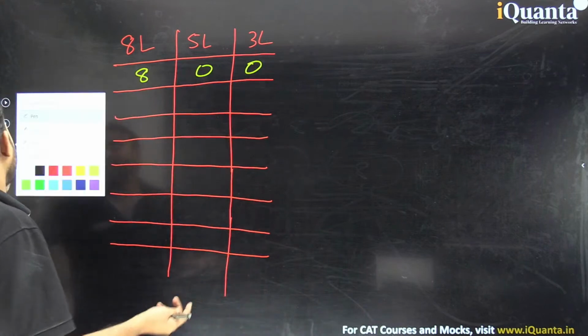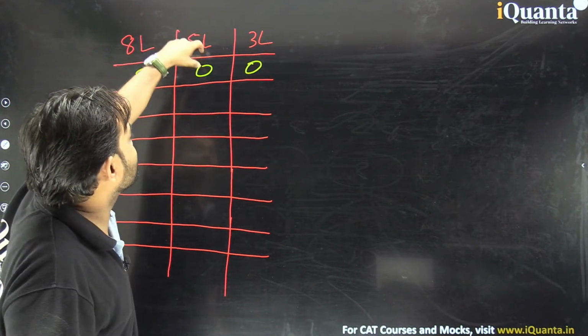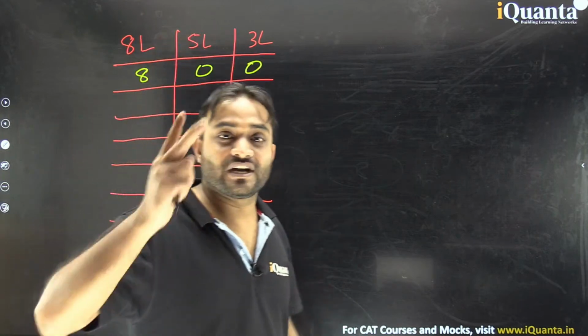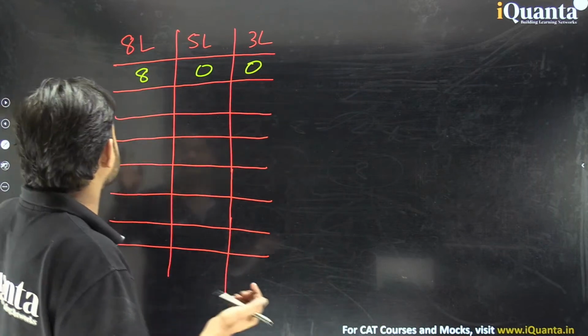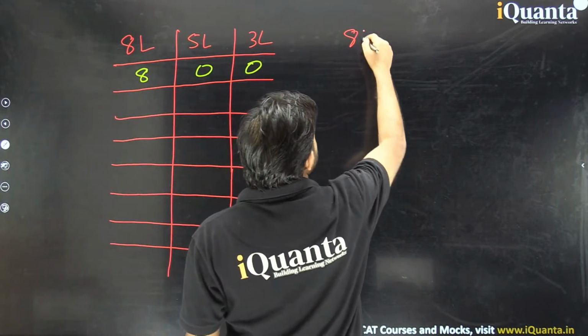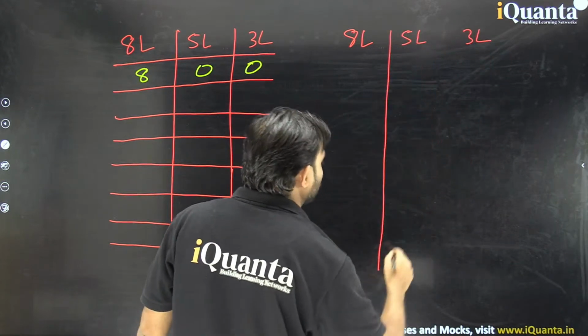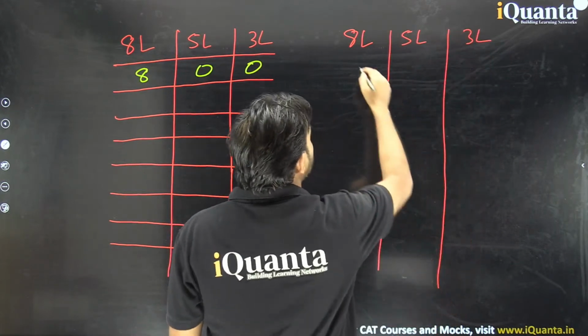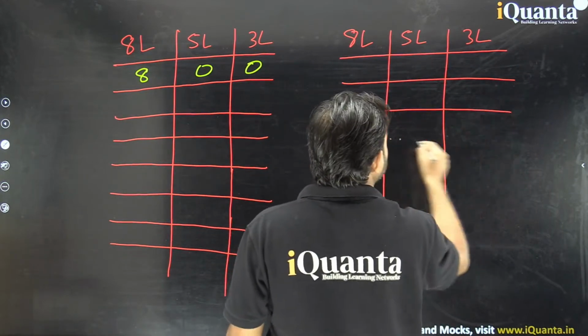What could anyone have done here? Either he or she will pour into the 5 liter or the 3 liter. So there are 2 cases, right? Let's take those cases. Either I will pour it into the 5 liter bucket or the 3 liter bucket. So I will take 2 cases. That's it.